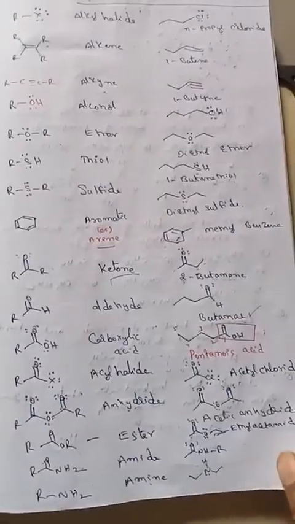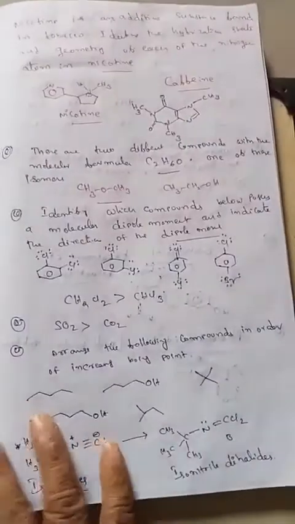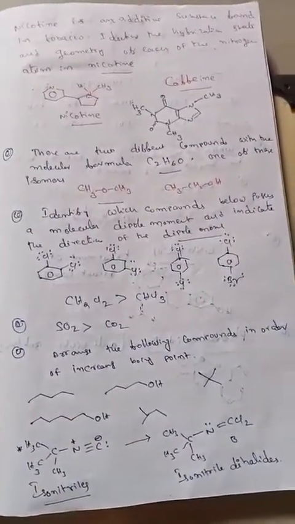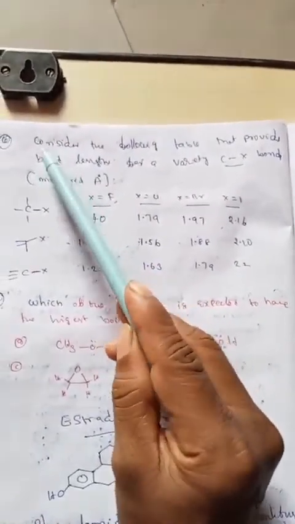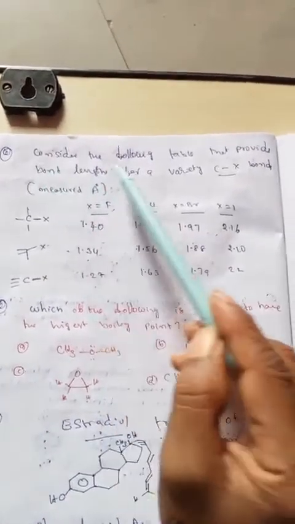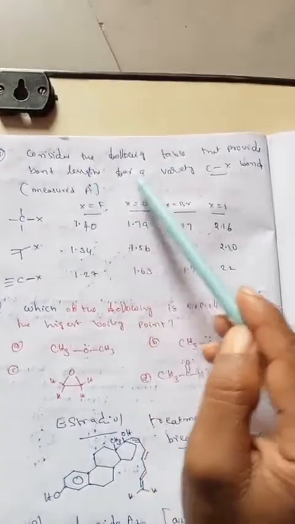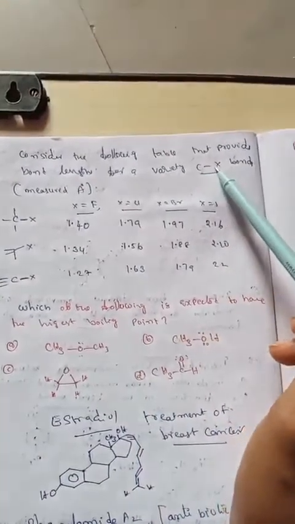So these are the important organic functional groups. And today we will see some important concepts in organic chemistry. Now the question, for example, in an exam they give like this: consider the following table, which provides the bond lengths of a variety of carbon-halogen bonds, measured in angstroms.